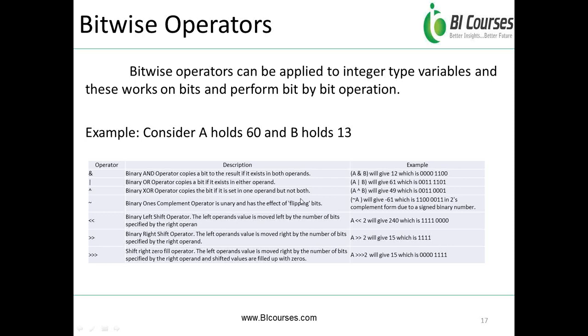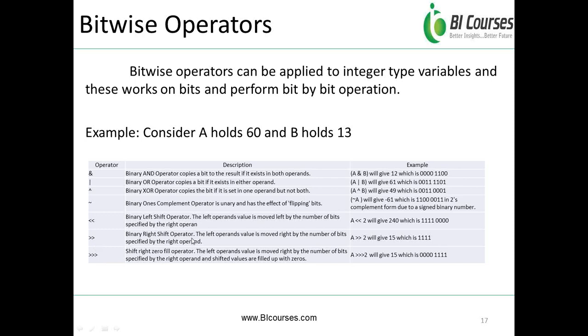And the binary left shift operator: the left operand's value is moved by the number of bits specified by the right operand. So based on the right operand, it shifts to the left side. In the same way, the right shift operator moves the bits to the right.